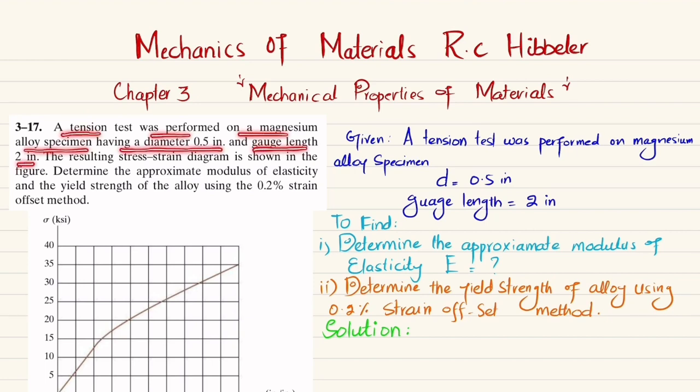So the statement is: a tension test was performed on a magnesium alloy specimen having a diameter of 0.5 inch and gauge length 2 inch. The resulting stress strain diagram is shown in the figure. Determine the approximate modulus of elasticity and the yield strength of the alloy using the 0.2% strain offset method.